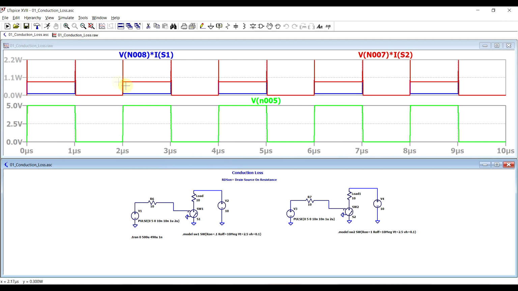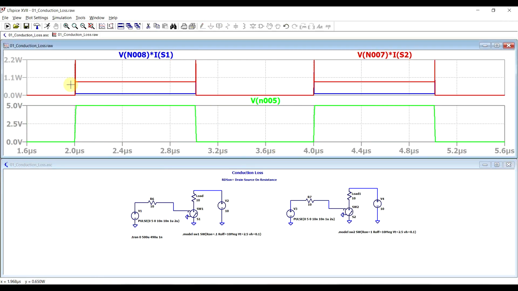So we are getting some spikes right at the transition point, because the simulator is not simulating an instantaneous transition. However, if we zoom in, as we can expect, the power dissipation occurring during conduction is much higher on the red trace, so the one attributed to the S2 switch, the one with the higher on resistance. So as expected, the loss is proportional to the on resistance. A higher value of on resistance will lead to a higher conduction loss.